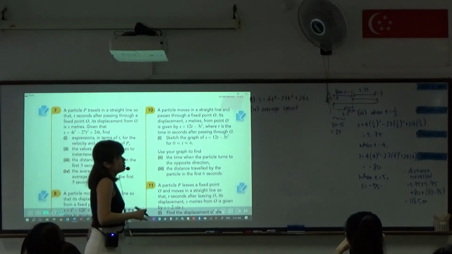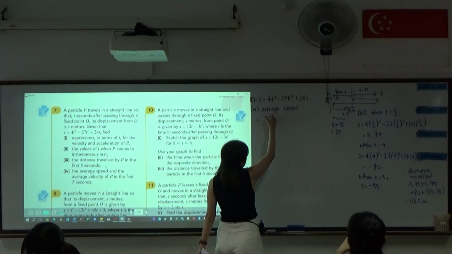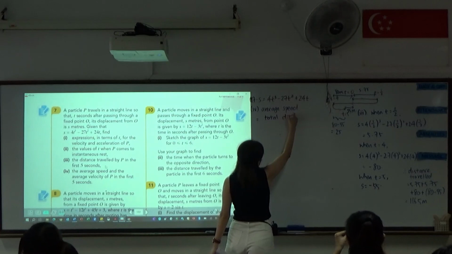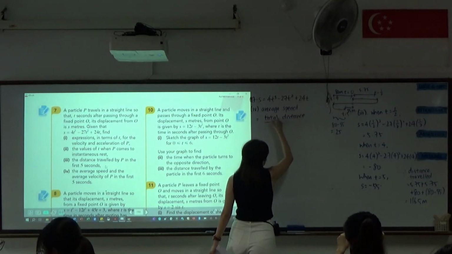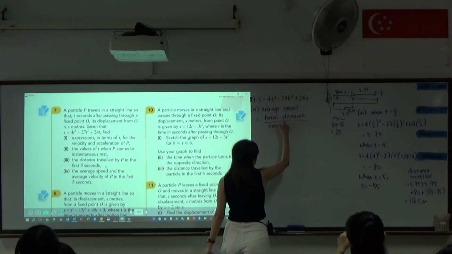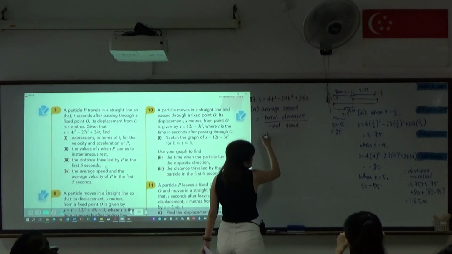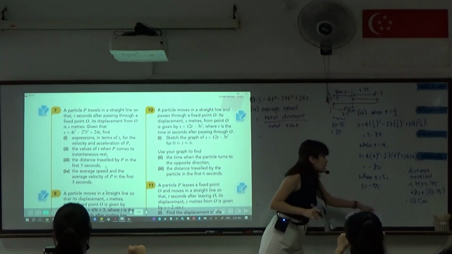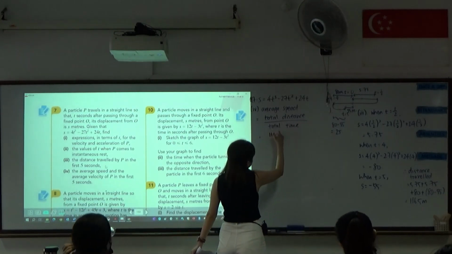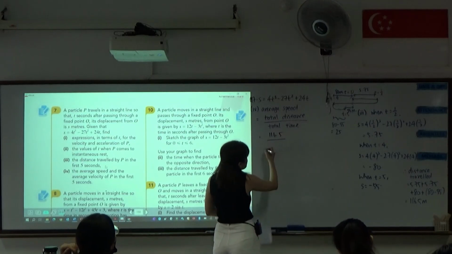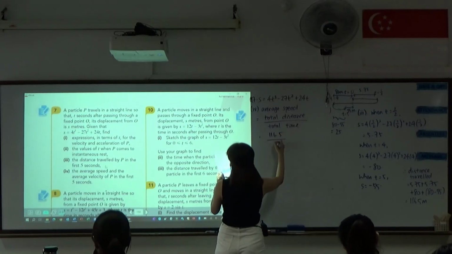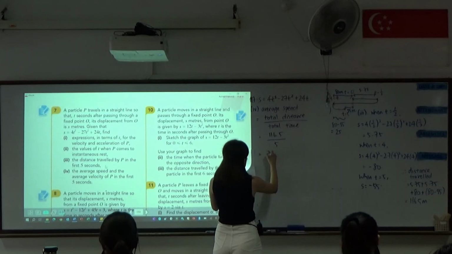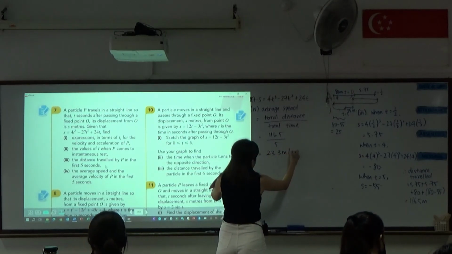Average speed, because you're talking about speed, you take the reference from distance and also time. So it will be total distance over total time. The total distance has already been calculated. That will be 116.5 over the total time of 5 seconds. That is 23.3 meters per second.